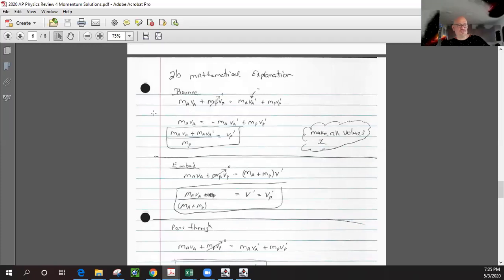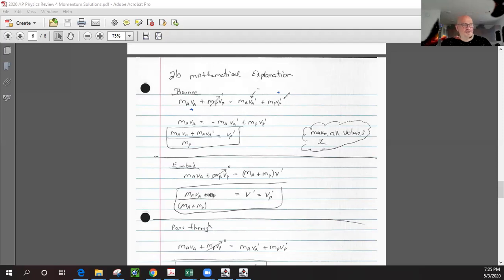So let's just do conservation of momentum. Initially the pumpkin's at rest. This is MA, VA, the mass of the arrow and the velocity of the arrow. Initially VA is positive. After the collision, VA is negative, and the pumpkin continues on to the right, so the pumpkin's velocity is also positive after the collision.